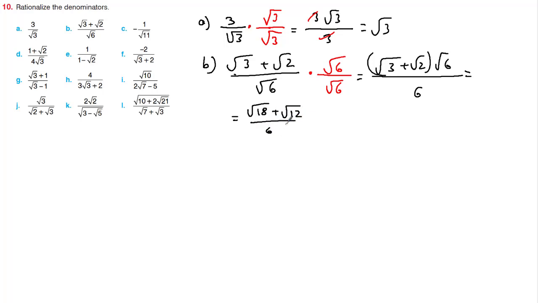Yes, we can do something to simplify a bit if we want. Like 18 is actually 9 times 2, so it will be 3 root of 2 plus 12 will be 2 root of 3 over 6. Now we can separate it into square root of 2 over 2 plus square root of 3 over 3. Try this one, like separating this fraction into two parts and canceling 3 and 6 here. Or as well 2 and 6.